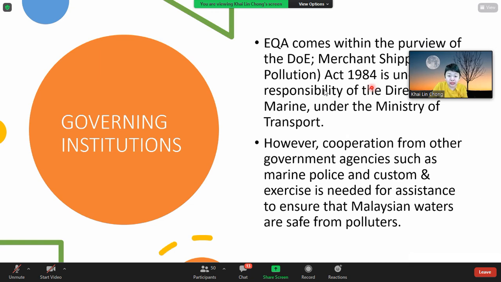Right, so the governing institution, siapa yang mempunyai kuasa tentang coastal waters, okay? EQA dia akan datang dengan DOE sebab EQA semua adalah bawah kuasa Jabatan Alam Sekitar. Merchant Shipping Oil Pollution yang ni di bawah responsibility of the Director of Marine. So, bila kita tengok Director of Marine, sebenarnya di bawah Ministry of Transportation. Boat semua di bawah Ministry of Transportation.